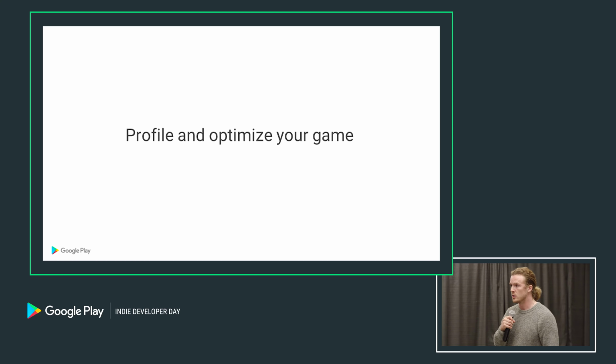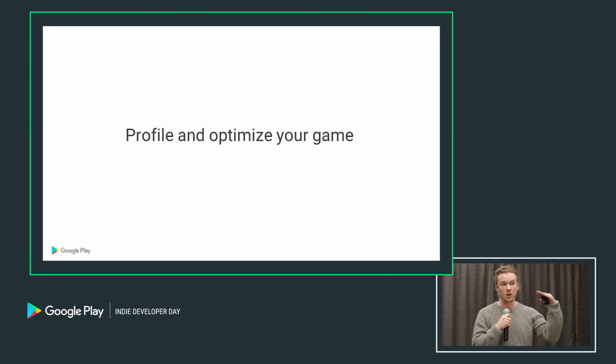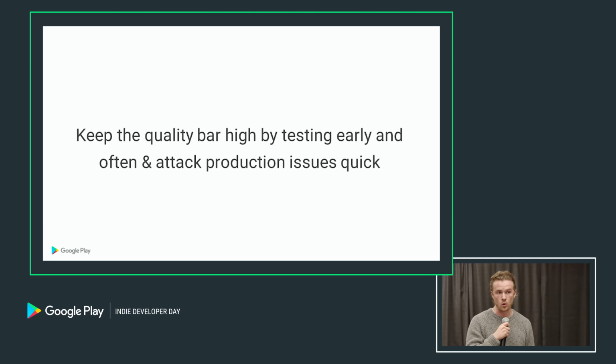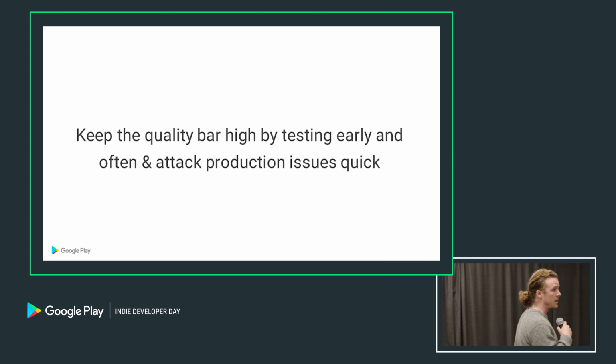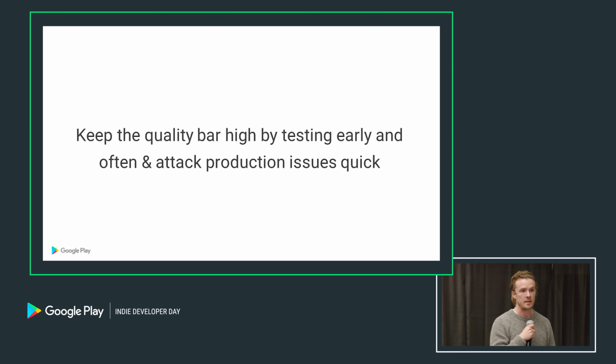The second part is, once you ship a high-quality game, maintaining that quality bar. So profiling and optimizing your game so it runs great on as many devices as possible, testing early and often, and using things like Vitals to attack production issues quickly.